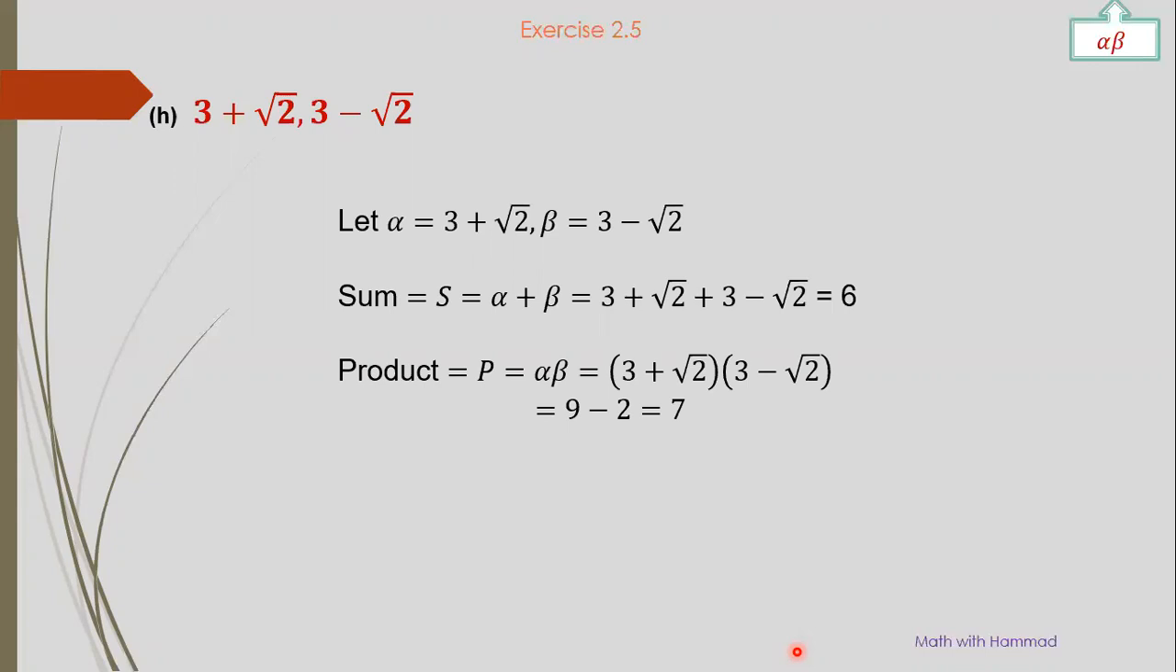Now standard form is x square minus sx plus p is equal to 0. Replace values: x square minus 6x plus 7 is equal to 0 is our required equation.